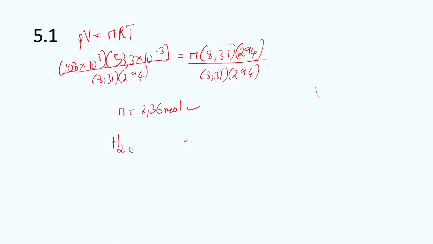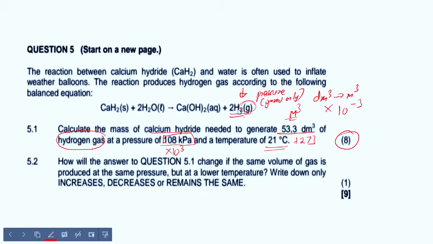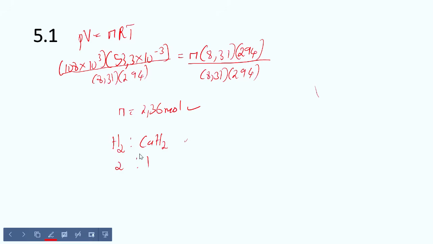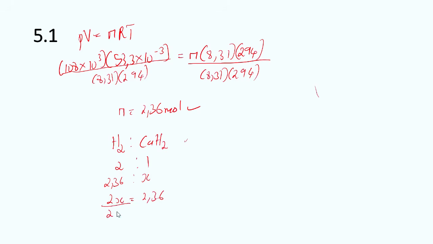So we say ratio of hydrogen gas to calcium hydride is what? 2:1. Where do I get the 2:1? I say the coefficient of hydrogen gas is 2, but the coefficient of calcium hydride is 1, right? But then remember, I just calculated the number of moles of hydrogen gas. So beneath the ratio of hydrogen gas, I put 2.36, and then here I have x. If I cross multiply here, this is 2x, and then 2.36. Divide both sides by 2, then my x is equal to, let's punch that.